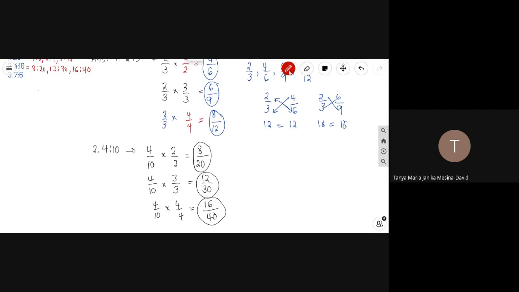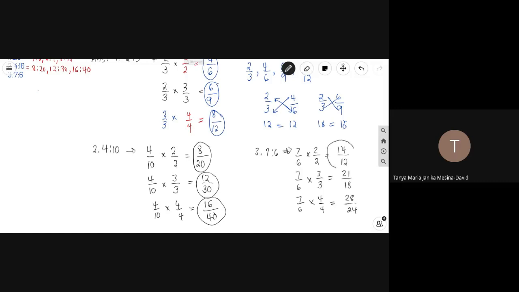Let's now answer the third. And we have 7 is to 6. So if we put that in fraction form, we'll have 7 over 6. And then again, multiply it first by 2 over 2. Then we get 14 over 12. Then 7 over 6 multiplied by 3 over 3. Then we will have 21 over 18. And 7 over 6 multiplied by 4 over 4. We have 28 over 24.